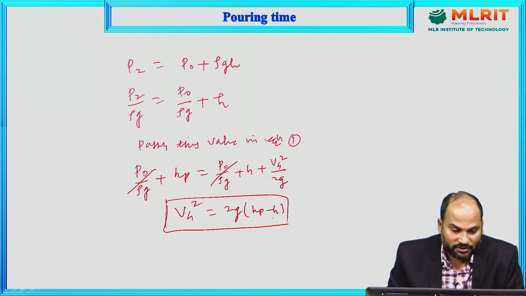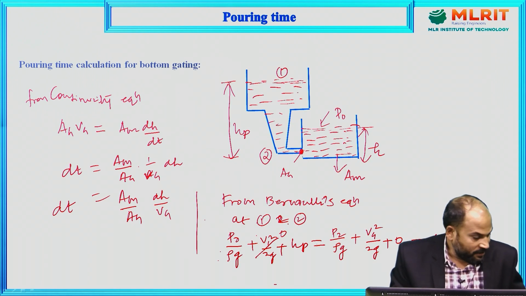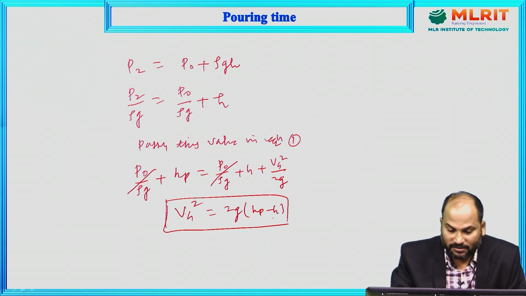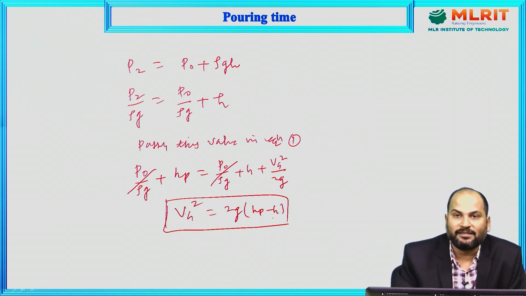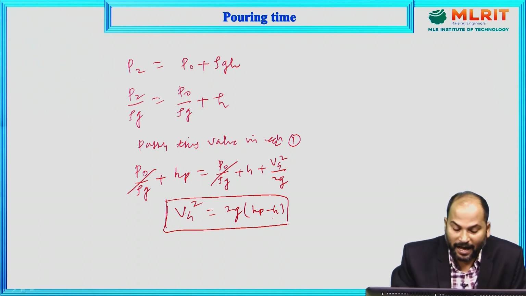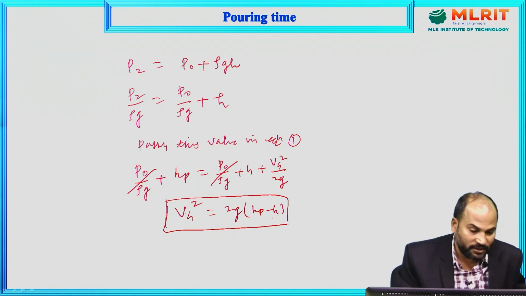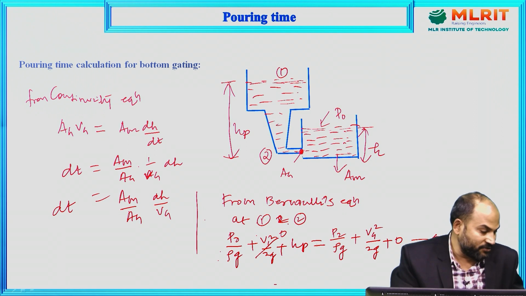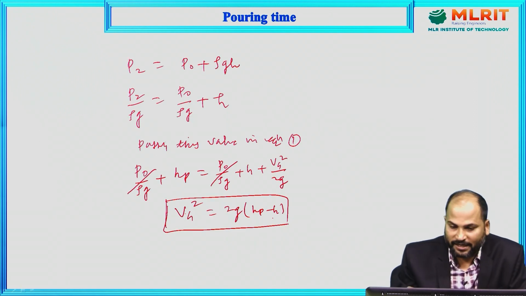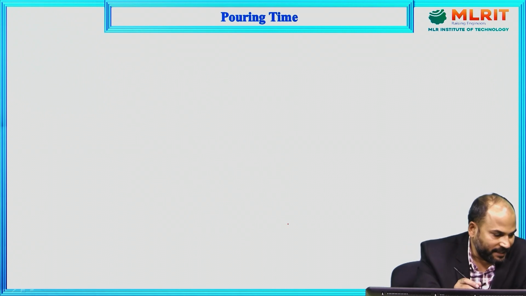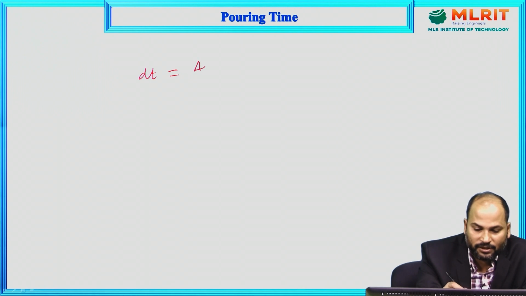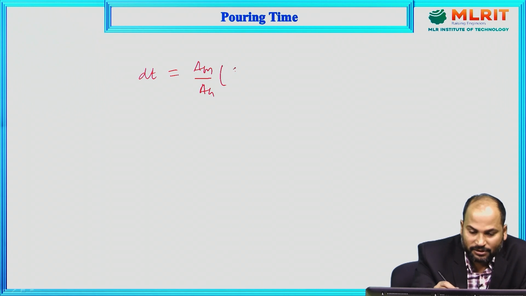Now this expression we can simply put here. We can see in this expression, g is constant, and H and Hp are the two variables in terms of height. So now this Vg is only a function of the height H. If we put this expression, we can easily integrate it. Segregating the terms, we can write dt is equal to area of the mold upon area of the gate into dh upon Vg, and that was the expression.